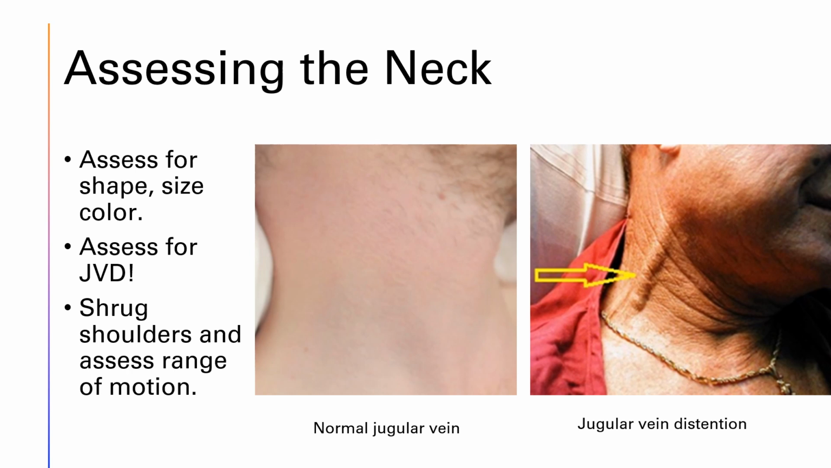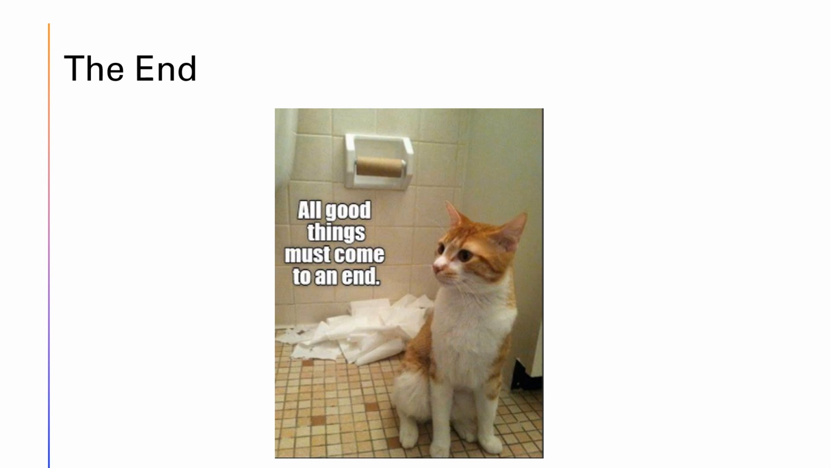To finish our assessment, we want to have them turn their head side to side, assessing for range of motion, and have them shrug their shoulders, making sure they both rise and fall at the same height. And this is part 4 of head and neck assessment.